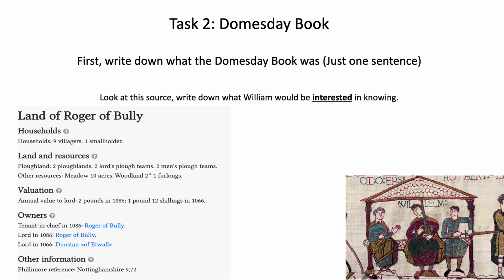We're going to look at this source, and the source is the Land of Roger of Bully, and then we're going to write down what William would be interested in knowing from this source. And then once you've done that, I would like you to explain why William would be interested. So what does he gain from knowing certain things? So again, if you want to put the video on pause, Year 7, try and pick out a few little bits in that source that you think William would be interested in knowing and why.